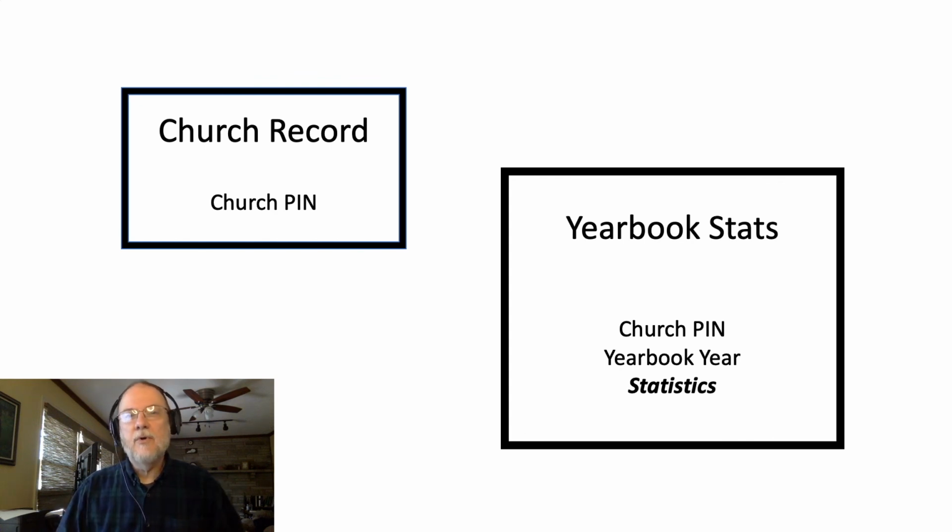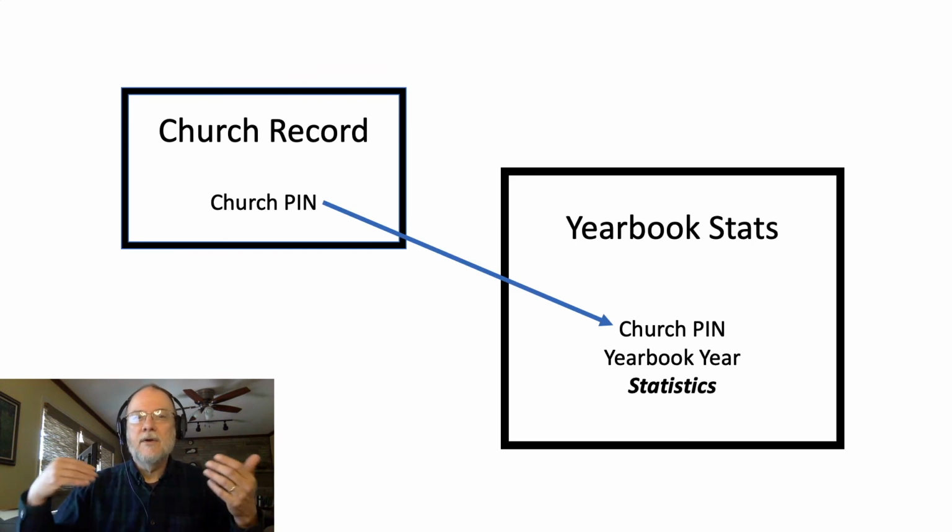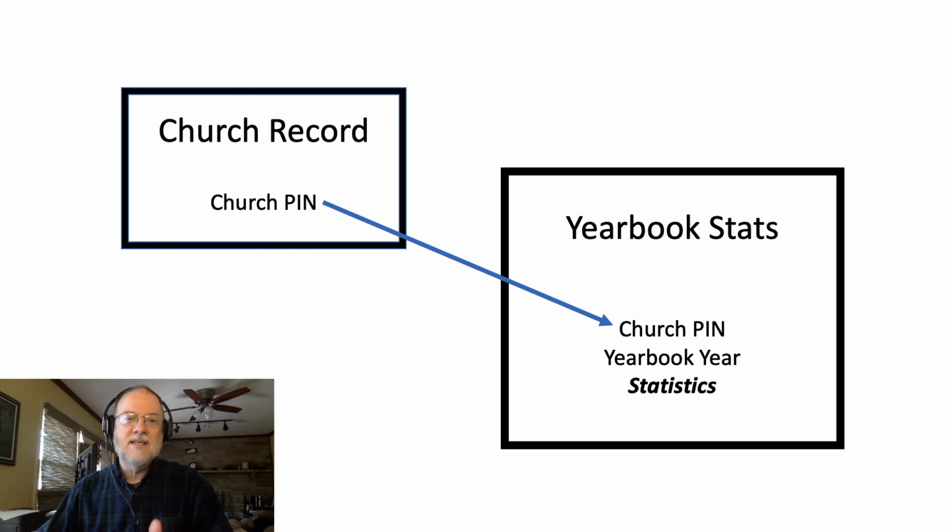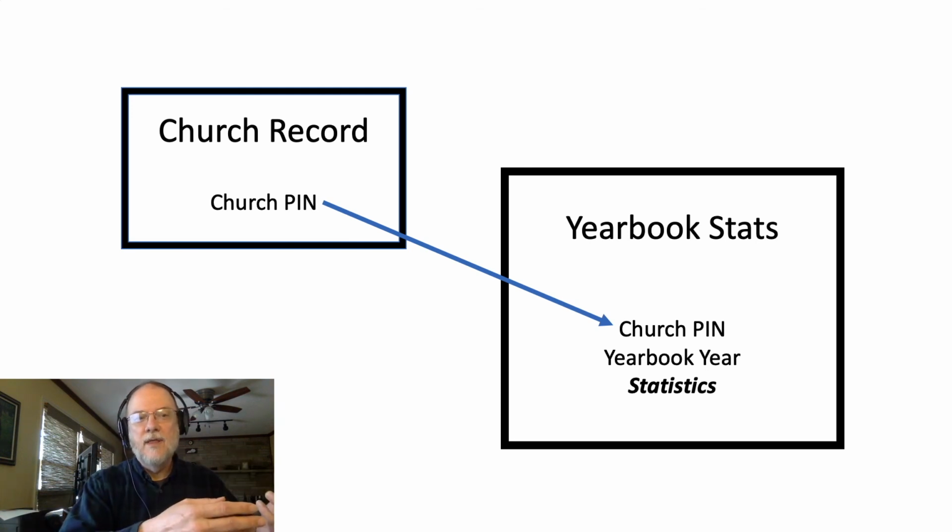And each of those yearbook statistic rows also has that church pin identifier in it. So when we relate these two tables, what we mean is the church pin in the church record matching the church pin in the yearbook stats record, we're able to relate those things. So I can now go to a particular church and look for information in that church pin, or I can look at particular statistics and match that back to the church pin in the church records. That's how those tables are related, and that's what we mean when we talk about related records.